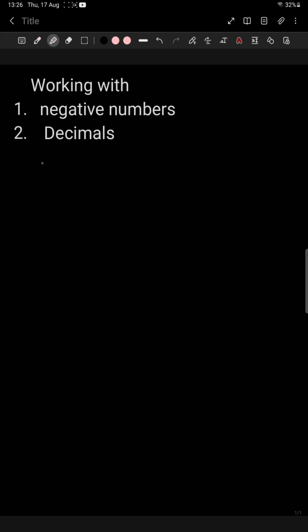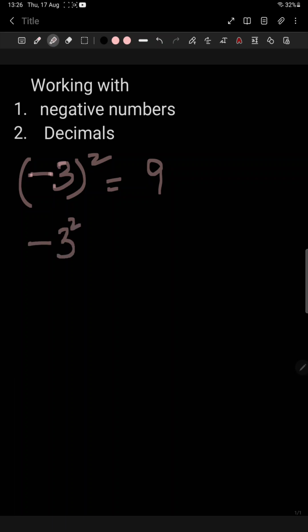First of all, for example, our number is (minus 3) squared. What will be the answer? The answer will be a positive number, that is 9. If the number is minus 3 squared, the bracket is not there, the answer will be minus 9.